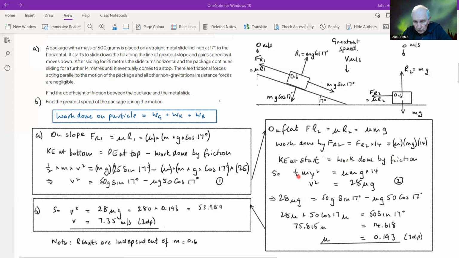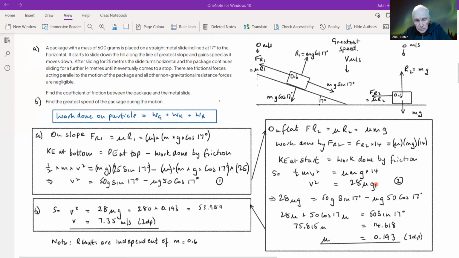And therefore, half mv squared, this is the same v that we've got on the slope or at the bottom of the slope, equals mu mg times 14. Okay, work done by friction. And v squared equals 28 mu g. So that's our second equation of our pair of simultaneous equations. So we can crash these two things together, eliminate v squared, and we get this equation here.